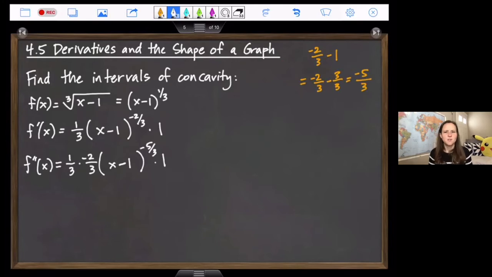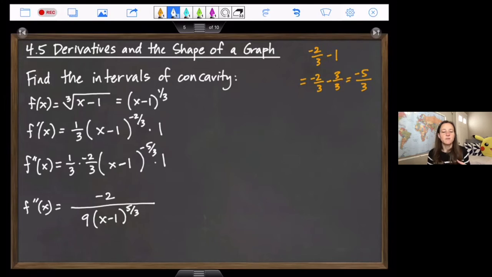And I know I'm going to be trying to figure out points where this is equal to 0 or undefined, and we're going to try to plug stuff into it. So let's rewrite this in a little bit easier to read way. So I'm going to bring that negative 5/3 exponent down into the denominator. So I'm going to have an x minus 1 to the 5/3. And let's see, I've got a 3 and a 3 down in the denominator. Those are going to be equal to a 9. And then I'm going to have a negative 2 left up top. So that's my second derivative.